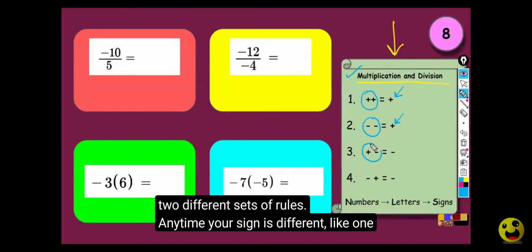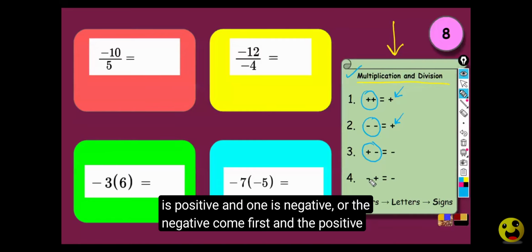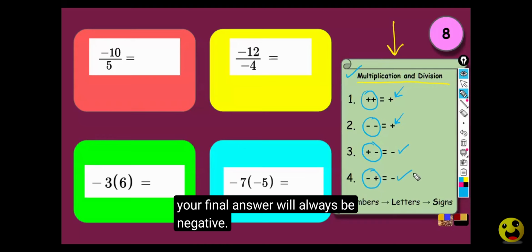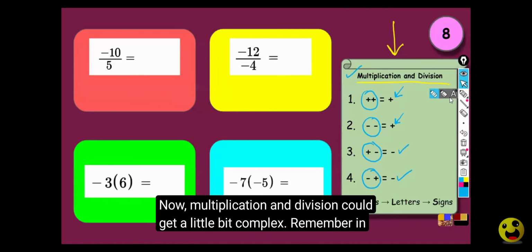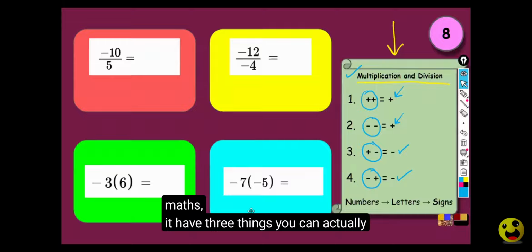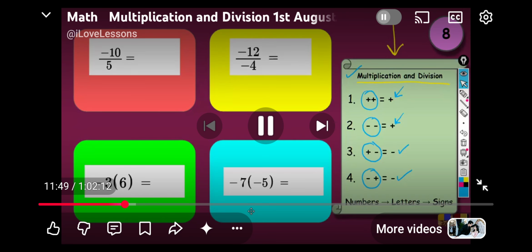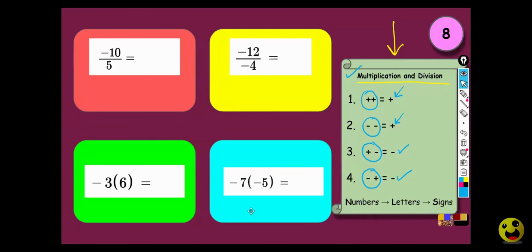Anytime your sign is different, like one is positive and one is negative, or the negative comes first and the positive comes second, the point is, once the signs are different, your final answer will always be negative. Now, multiplication and division could get a little bit complex. Remember in maths, there are three things you can bounce up: numbers, letters, or signs. Remember, you've seen letters throughout today. We know almost anything has a sign, either positive or negative.